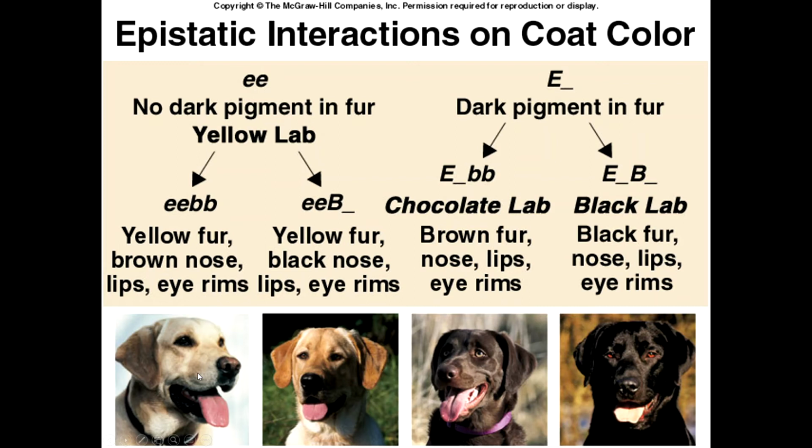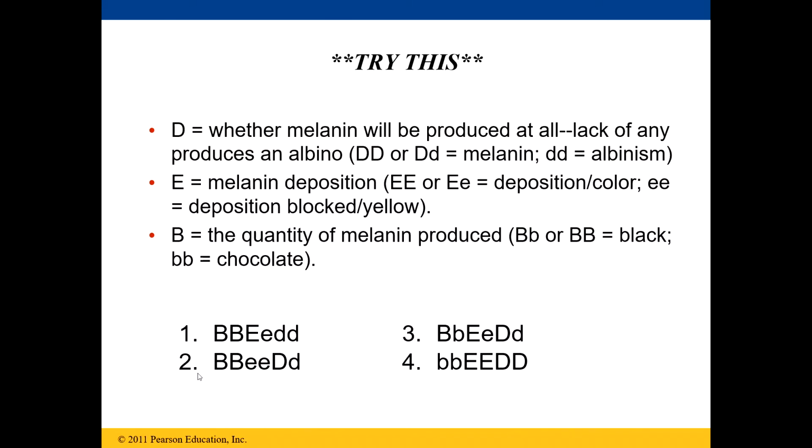And so what happens here is coat color is, as you see here, a "try this" in your course outline. This is a good example of a type of problem that you would see on epistasis. In this one, on page 84, there are 3 genes that affect coat color in Labrador retrievers. Gene D influences whether melanin is produced at all. And if you don't have any melanin production, then the dog is going to be albino.